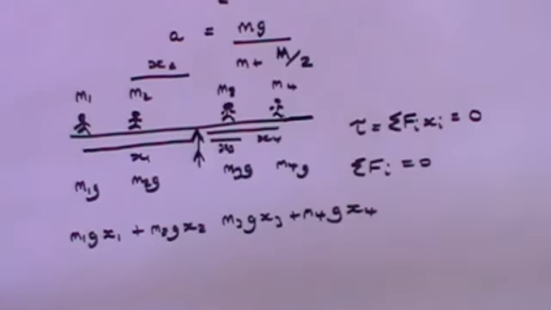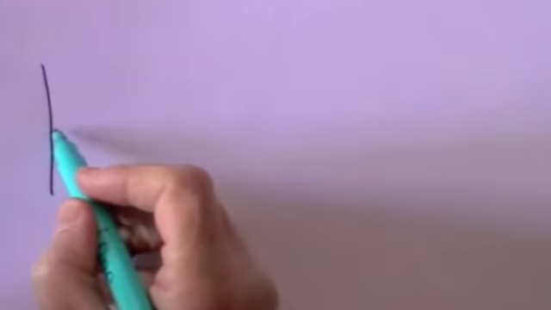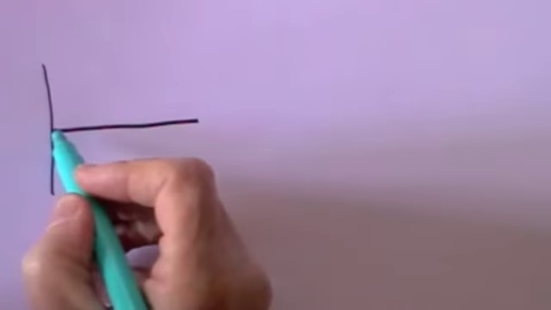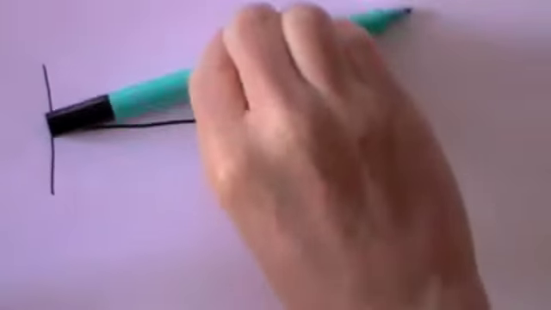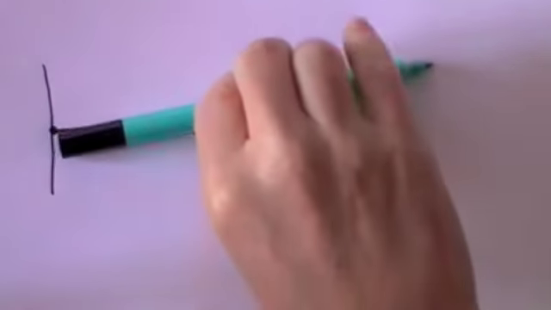I want to consider a hinged rod, and it's hinged to a wall. So there's a hinge at this point here, and this rod can, as it were, rotate around that point.